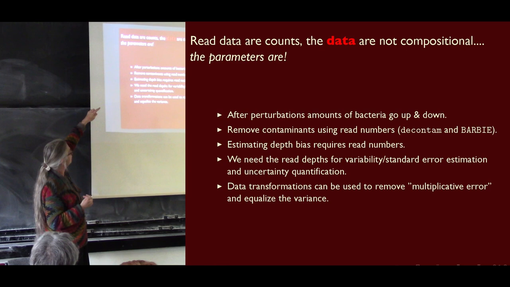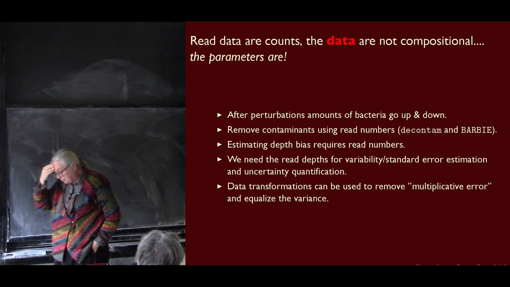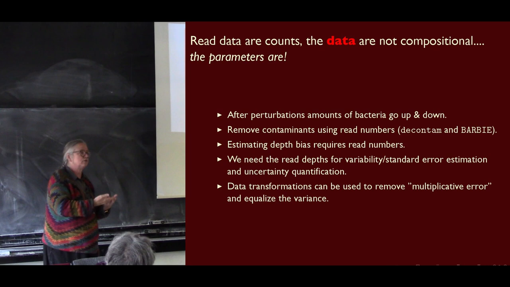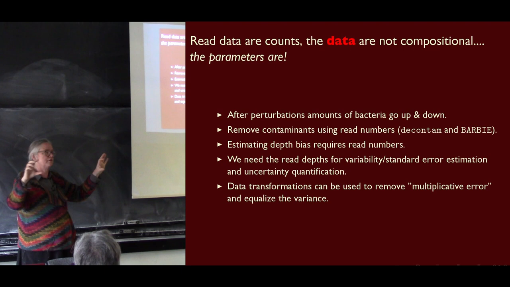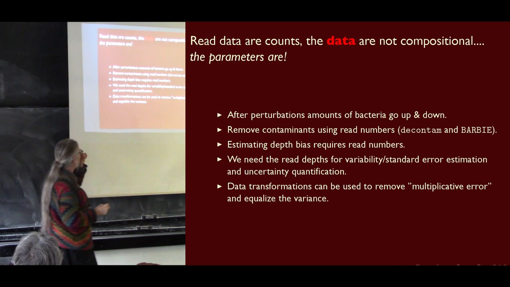Also, when we study the microbiome after antibiotics, the number of bacteria is going to fall. In compositional data, if you had a rock which is 10 grams, it's always 10 grams, and you look at the proportion of elements in the 10 grams. But in the case of bacteria, there's not a whole which stays the same. And so you don't have that. We need the read depth when we want to do the estimation of the uncertainty propagation.